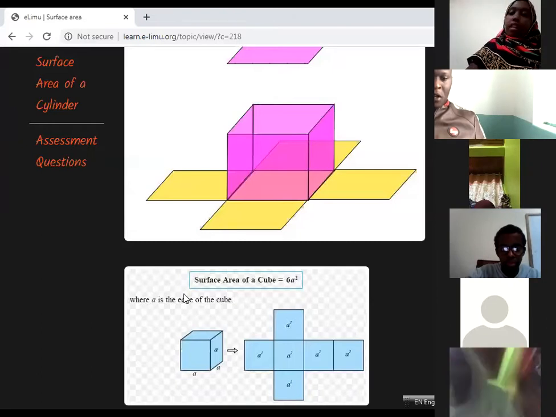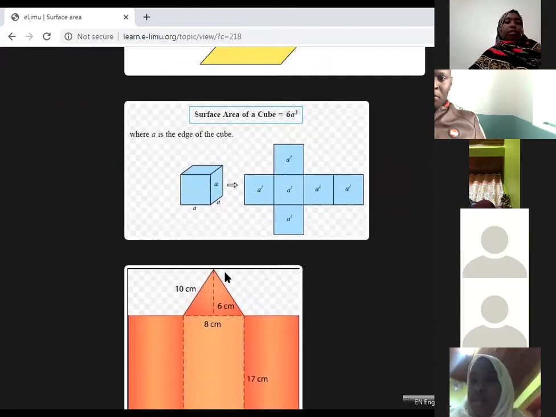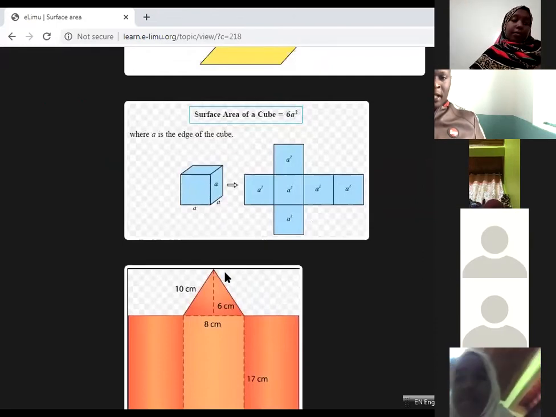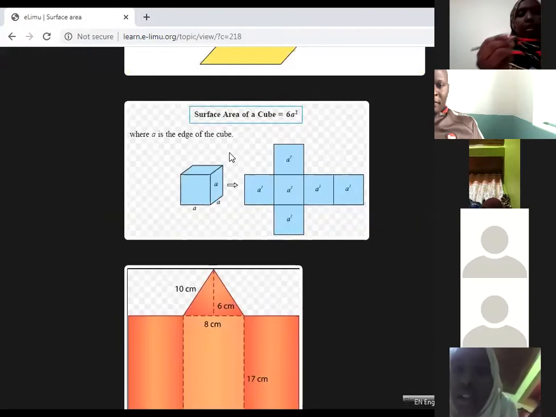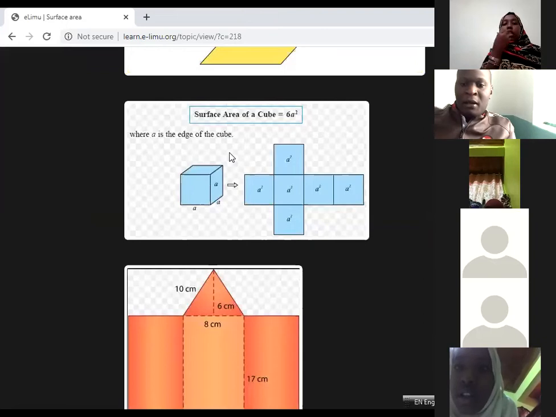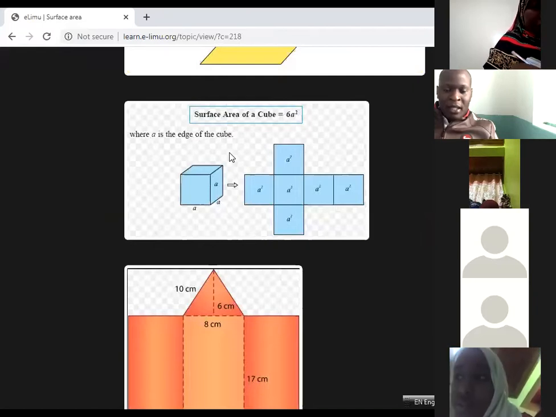I want you to draw the object you are seeing there, the surface area of a cube. The surface area of a cube, where A is the edge of the cube, will be given as follows. When you are given a cube and you are supposed to find the surface area, this is what we shall do. Look at that particular cube. The side is A, width is A, and the height is A.